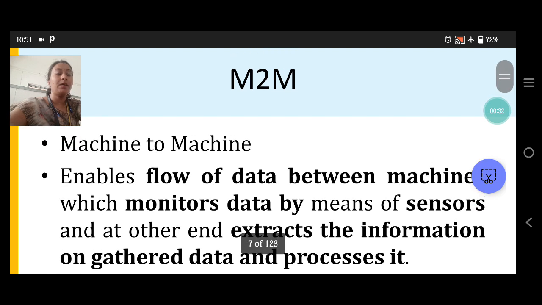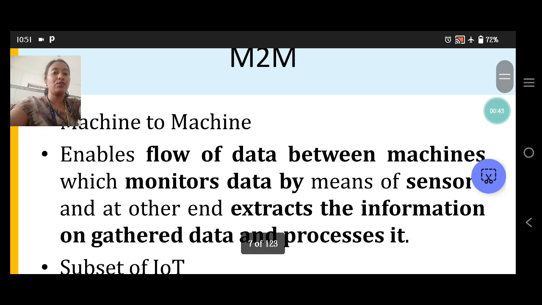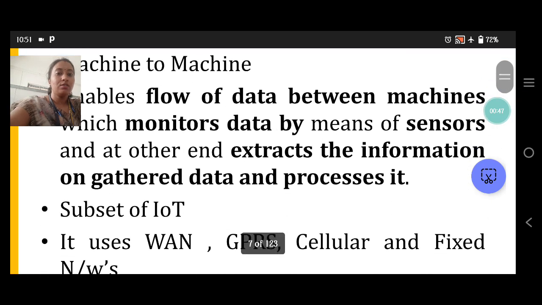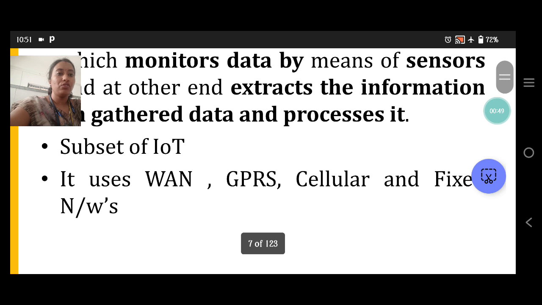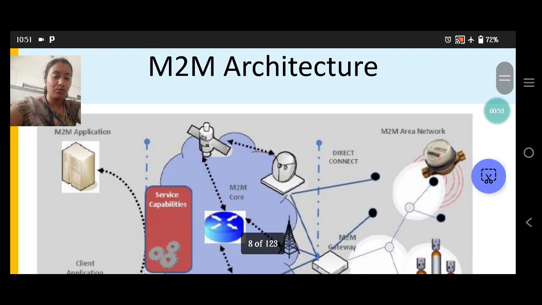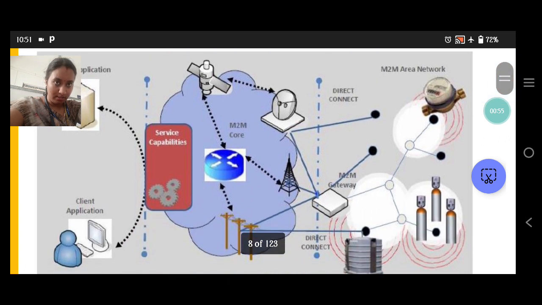So, just a recap: M2M is machine-to-machine communication, where data flows between machines. One end monitors data by means of sensors, and the other end extracts the information and processes it. Its subsets and examples are WAN, GPRS, cellular, and fixed networks. So let us get into the M2M architecture.